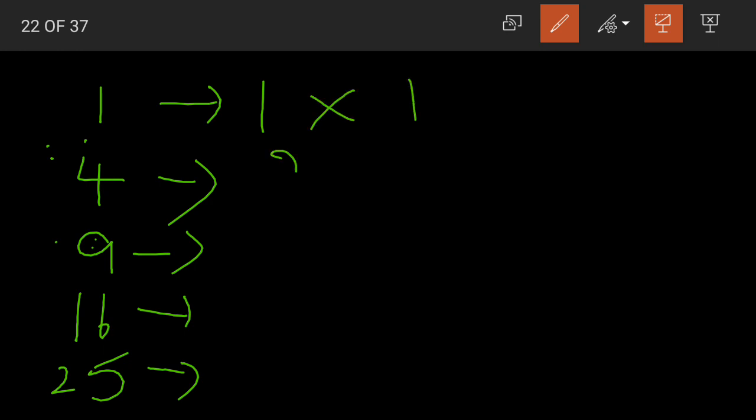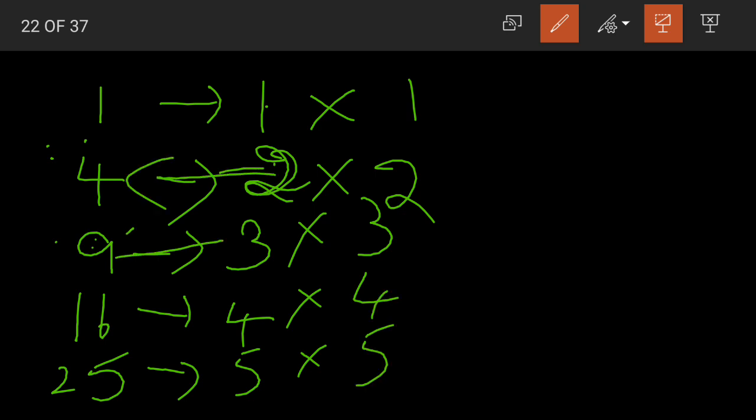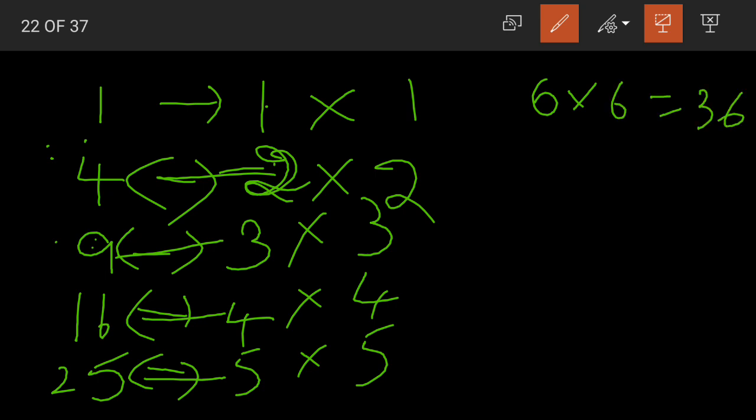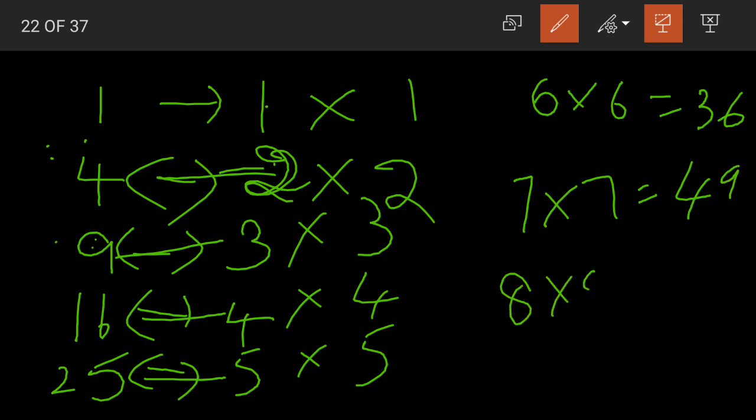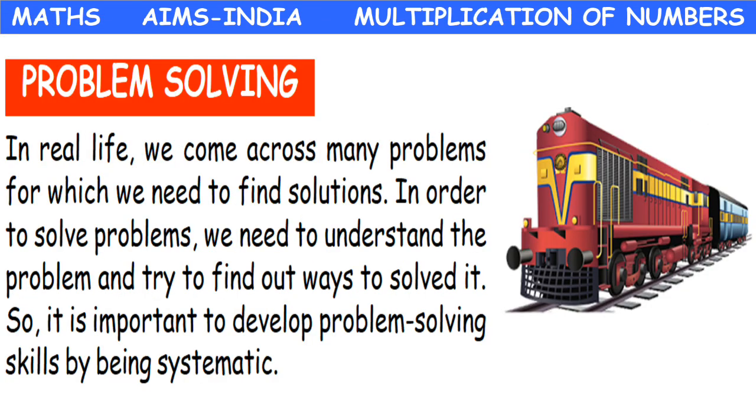This is 1 ones are 1. Next the second number. This is first number, second number, third, fourth and fifth. So each number is multiplied by itself. 2 twos are 4, 3 threes are 9, 4 fours are 16, 5 fives are 25. Now what will the sixth number be? 6 sixes are 36. Seventh number becomes 7 sevens are 49. Eighth number becomes 8 eights are 64. Understood children, how to solve number patterns with multiplication.